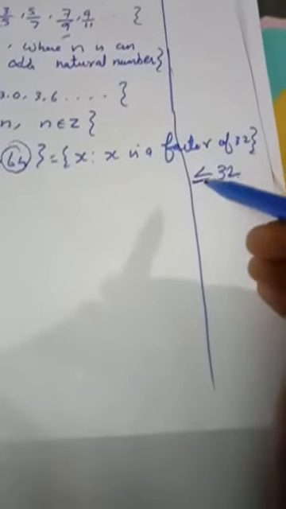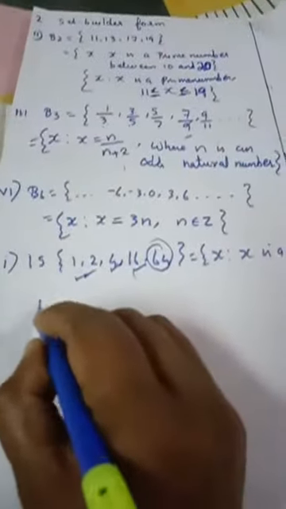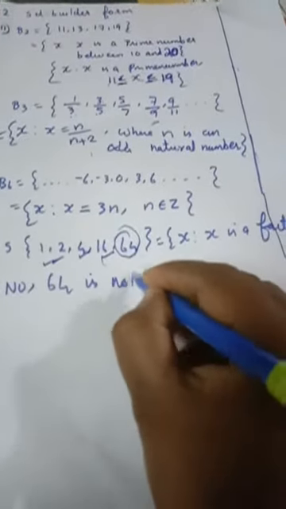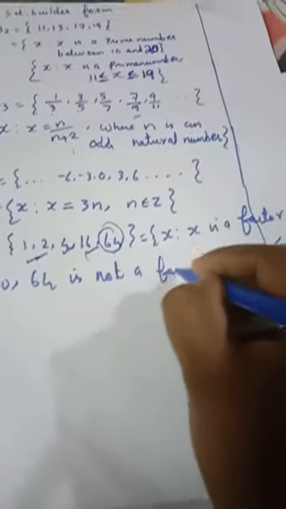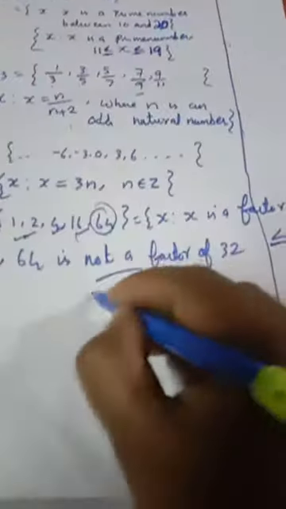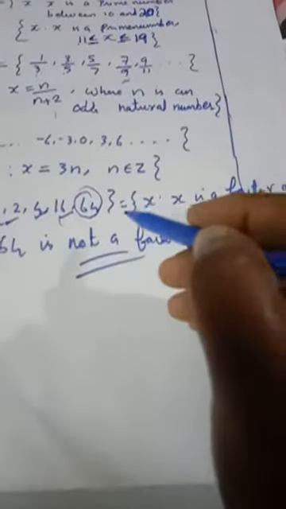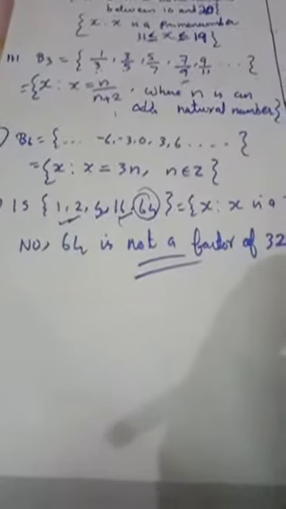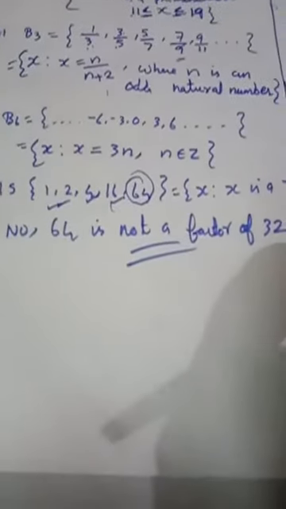So 64 is not a factor. What is the reason? 64 is not a factor of 32 because 64 is greater than 32, you know. 64 is a multiple of 32 but not a factor of 32. Already we learned the properties of factors and multiples.